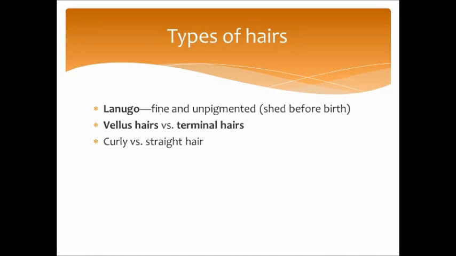If they're more on the curly side, then that just means that the hair follicle itself is more of an oval shape. So it allows for more bending and curling. And if your hair is more on the straight side, that means that the follicle is more of a round follicle.